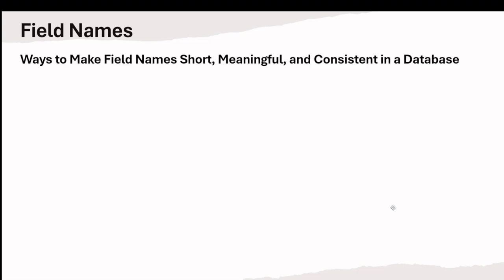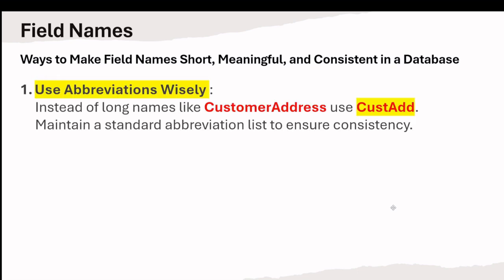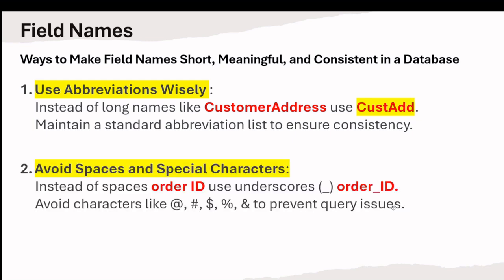Field names are also very important as far as databases are concerned. When creating field names, you have to make sure that the field names are short, meaningful, and consistent. To do that, you can use abbreviations wisely. For example, if you have customer address, you can use CustAdd. Then again, you need to avoid spaces and special characters like I've shown below.